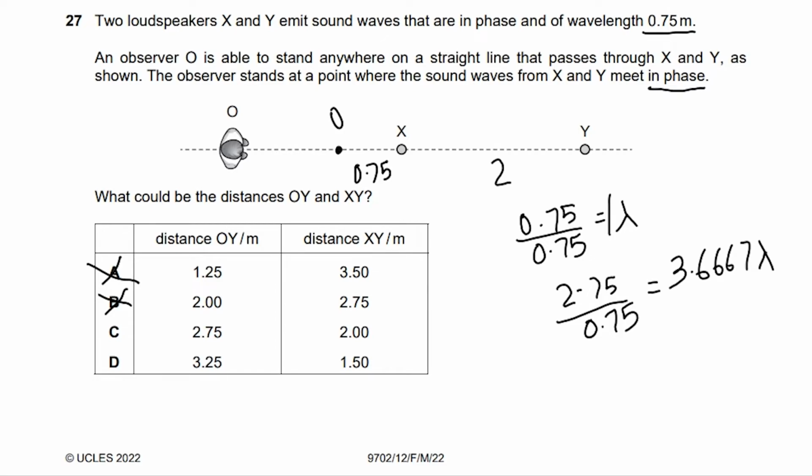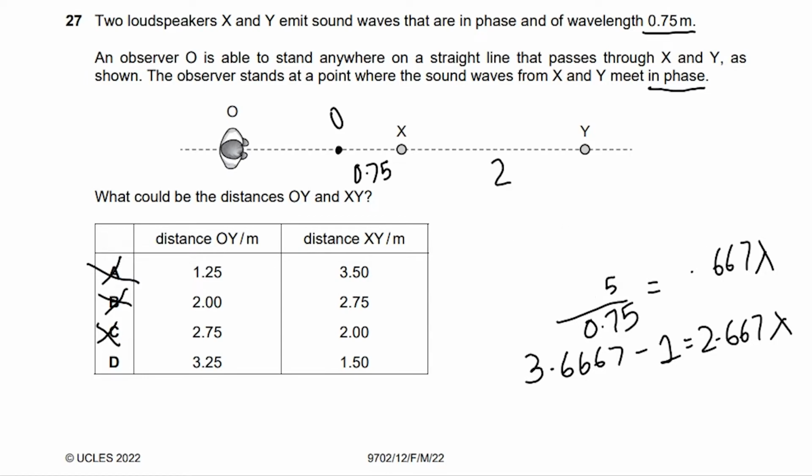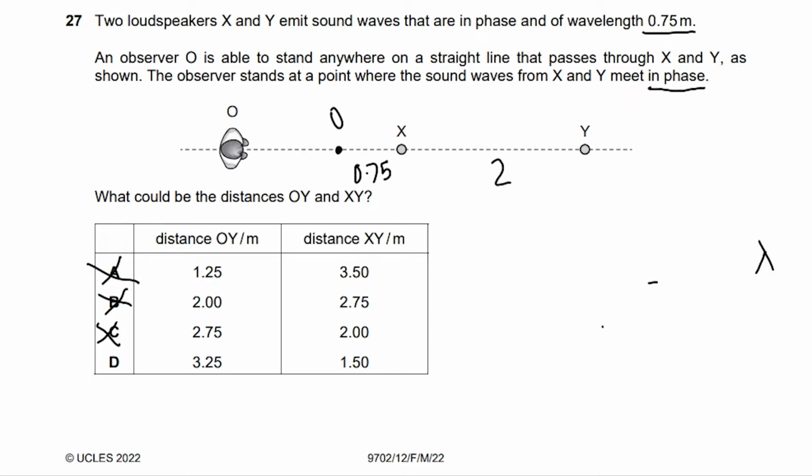And if we subtract 1 from 3.667, we get 2.667 wavelength as the path difference, and C is not the correct option. Now we have only D remaining, so obviously D is the answer, but let's prove it mathematically. In D, OY is 3.25 meter and XY is 1.5. Okay, so it's almost double.